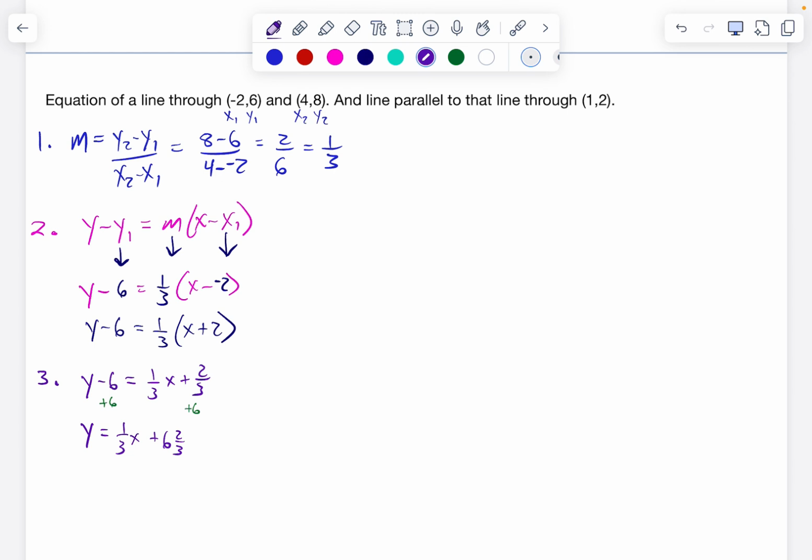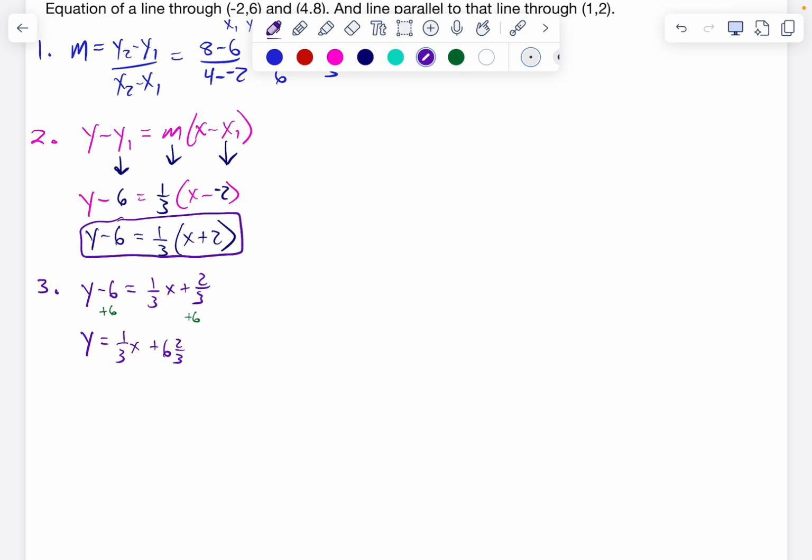Okay, and then the second one, parallel. We know that has to have the same slope. So step 1, m is the same. M equals 1/3, same slope. But now we're going through a different point. So now we're going through point 1, 2. So we plug in, and we'll get y minus 2 equals 1/3 times x minus 1. And that is our parallel equation. Totally fine to leave it like that.